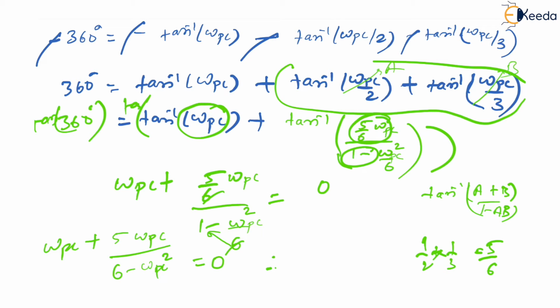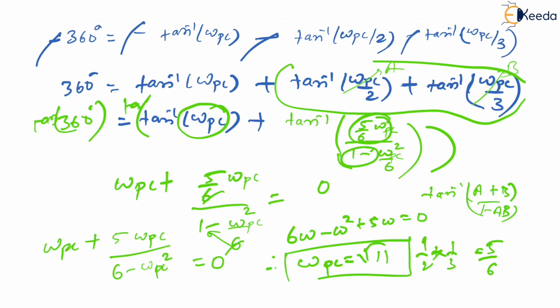If you solve this particular equation, a cubic equation is formed. What is that? 6 omega minus omega squared plus 5 omega equal to 0. If you solve this equation, you get omega pc to be equal to under root of 11. Now, this is omega pc. I need to find the magnitude at this omega pc.